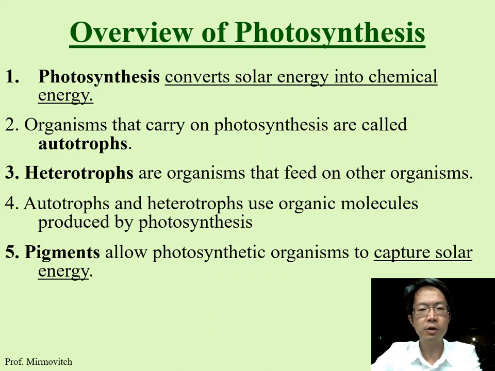Okay, photosynthesis, which is our main dish. Photosynthesis converts solar energy into chemical energy. As I mentioned before, the so-called chemical energy here is the glucose, or the covalent bonds in the glucose. Organisms that carry out photosynthesis are called autotrophs. Heterotrophs are the organisms that feed on other organisms. Hetero means different, troph means feeding, so they feed on others.